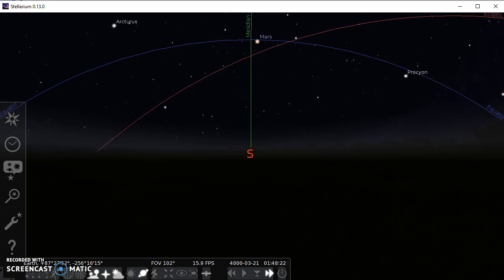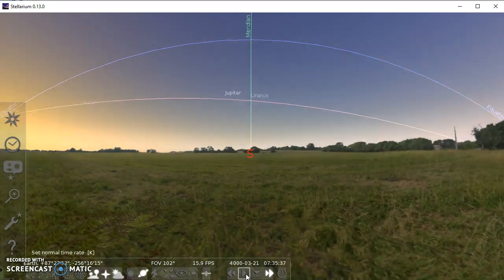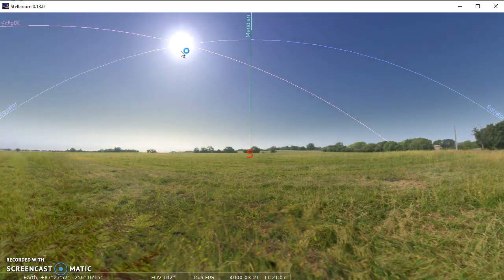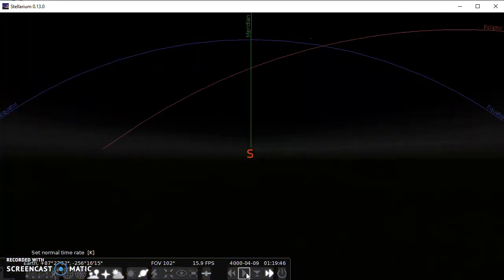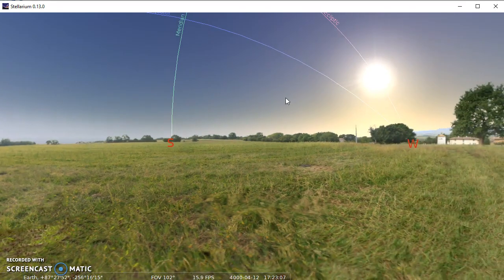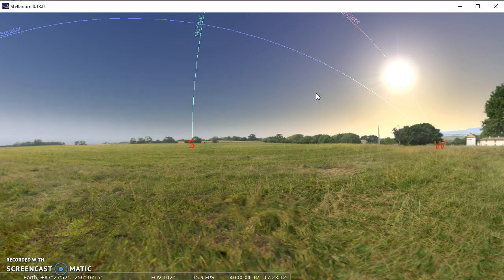Now, the sun, over the course of the day, doesn't move much. So this is the next day. You can see the sun is still more or less crossing the equator. So now let's see what happens, and this is looking south, after several more days. So let's speed up the time. So this is now, the date is April 12th.